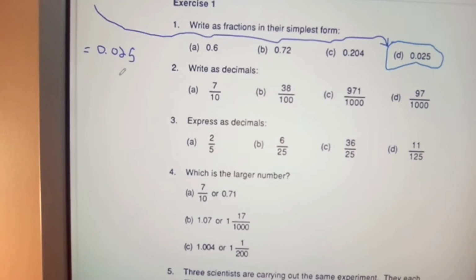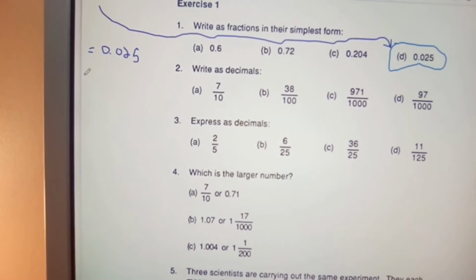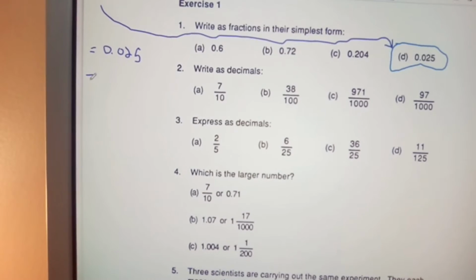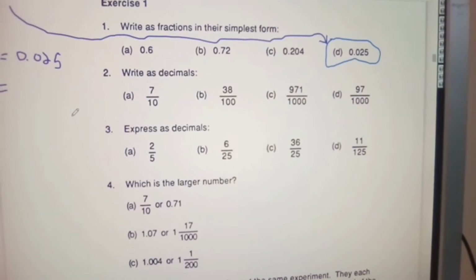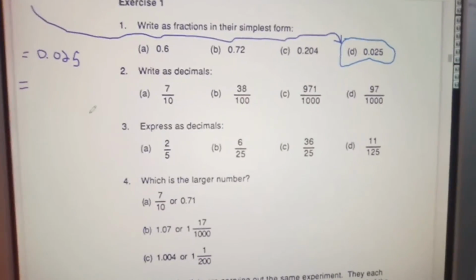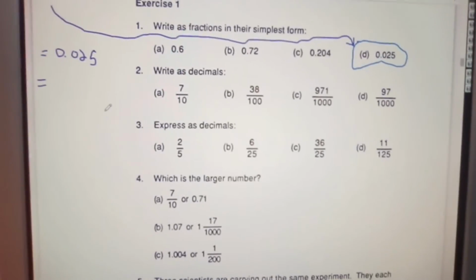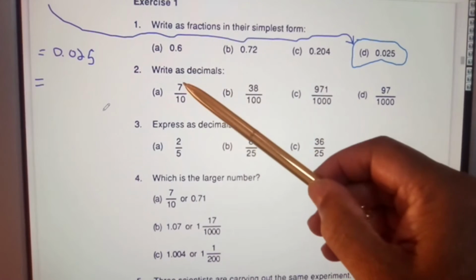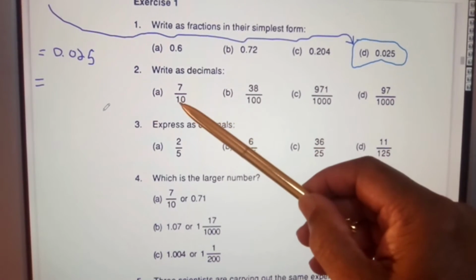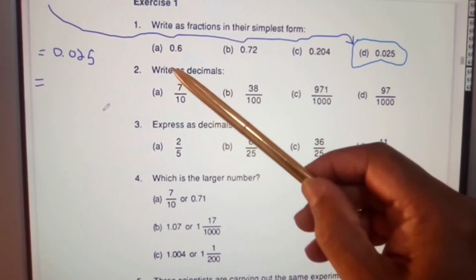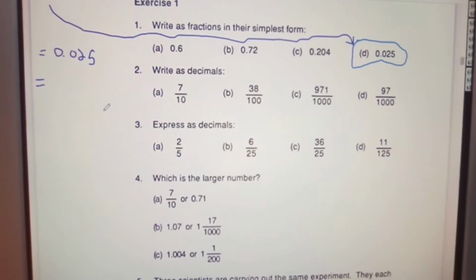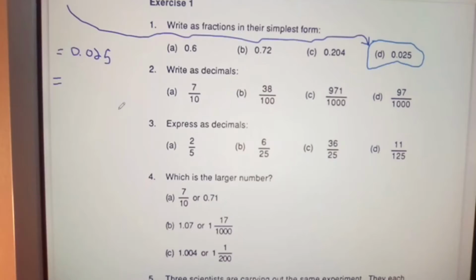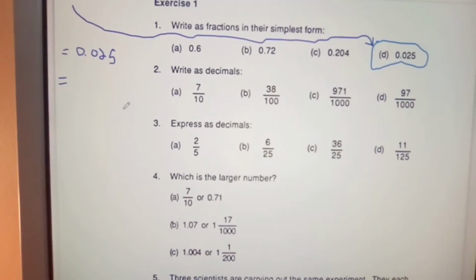And what is it going to equal as a fraction? So what are we going to put it over? How many zeros are we going to add to this? How many zeros are we going to add for our denominator? And remember, numerator, denominator, numerator, denominator. Okay, and don't forget that.